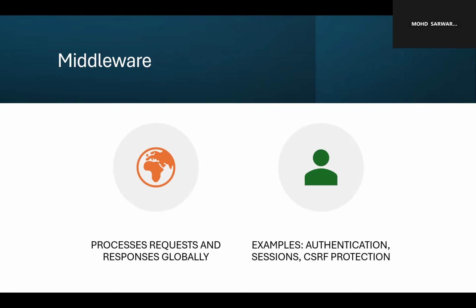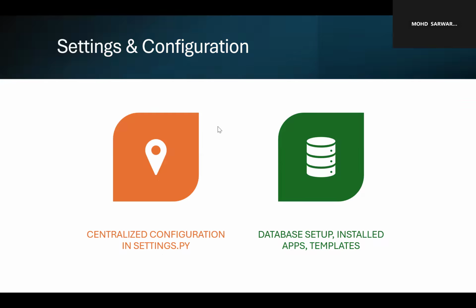And next one, settings and configuration. Django keeps all important settings in the settings.py file. That is the heart of your Django application. This includes database configuration, installed applications, template settings, and other global settings. It acts as the central control point of the entire application.